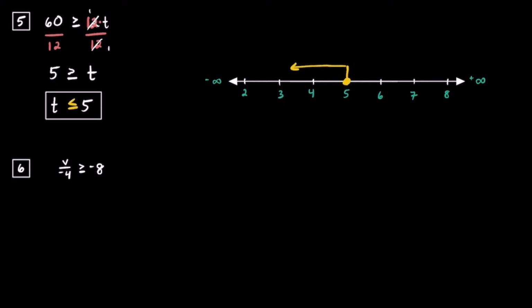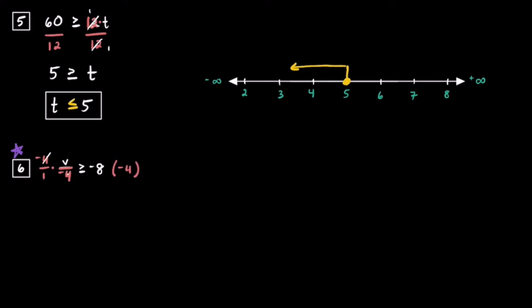For example 6, we have v over negative 4, or v divided by negative 4, is greater than or equal to negative 8. Right off the bat, go ahead and put a star next to this one, or try to make sure you're really paying attention, because something strange is going to happen in this type of example. Notice how on the left side of this inequality, we're dividing by negative 4, so we're going to have to use the multiplication property of inequality and multiply both sides by negative 4.